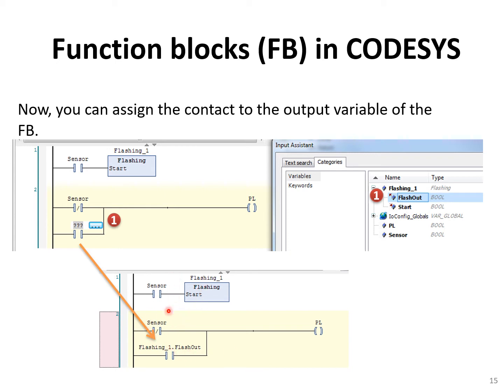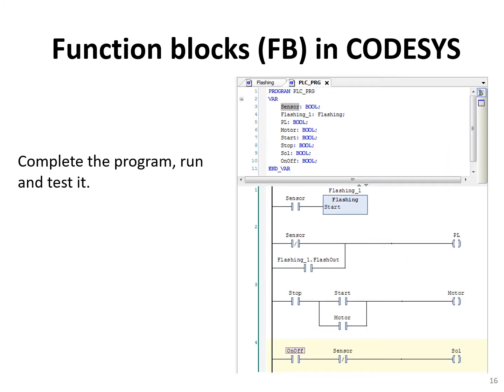Okay, so we managed to accomplish the first two rungs of the main program. Complete the program, run and test it. The rest of the program is quite easy. It's basically a combination of contacts and coils. What you need to do is follow the same program schemes that we had on the first page of the example, and you could accomplish your program. Okay, so this is a complete program. Do it by yourself in Codesys and try it out.